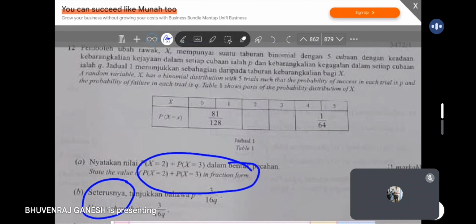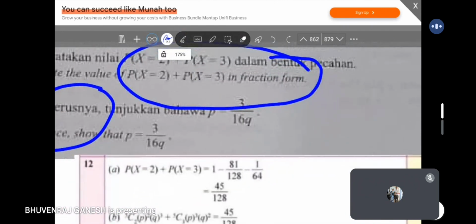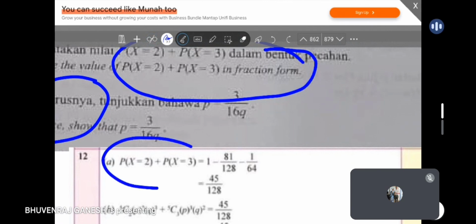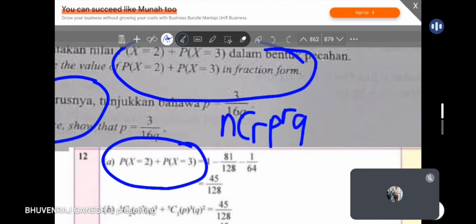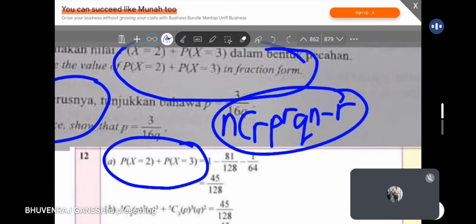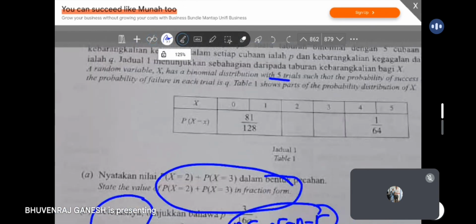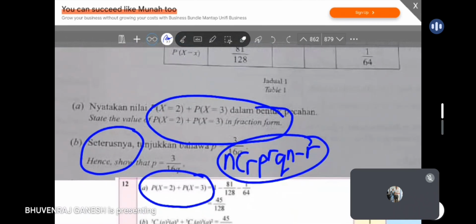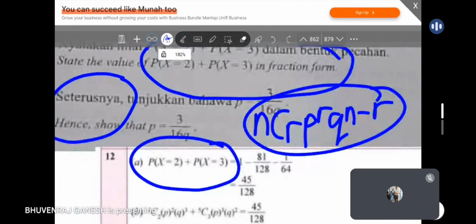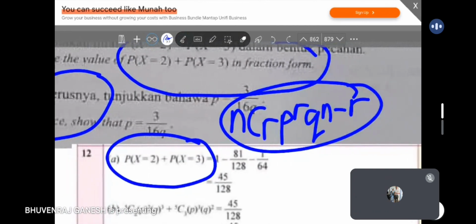You must use the answer in part A. Okay, because you see the word hence. Okay, so you just need to express this equation. Kamu kena ungkapkan yang ni sahaja. Use the binomial formula, nCr, p power r, q power n minus r. Ini adalah rumus tabuhan binomial. Your binomial formula. Okay, so for the first case, n is 5 because they already tell you 5 trial. Okay, 5 percubaan. So jumlah dia adalah 5. So n is 5. Okay, and then for first case, r is 2. r sama dengan 2. Second case, r equal to 3.